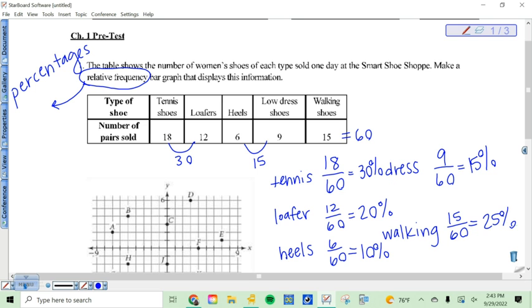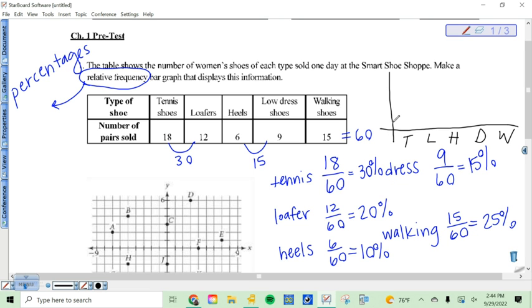Okay. So cool. So I got my percentages. Is that all I have to do? What do I have to do now? Yeah, I gotta make a bar graph. And basically a relative frequency bar graph is just the same as a regular bar graph, except instead of using the numbers of shoes, we're going to be using the percentages. So along my x-axis, I'll put all my categories. Got T for tennis shoes, L for loafers, H for heels, D for dress shoes, W for walking shoes.